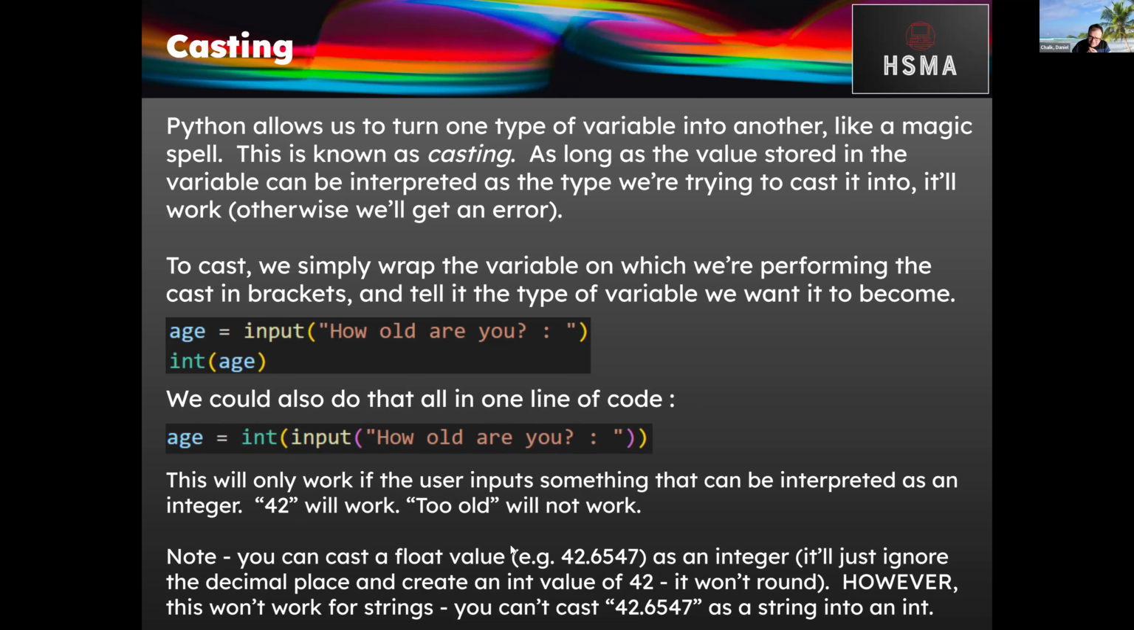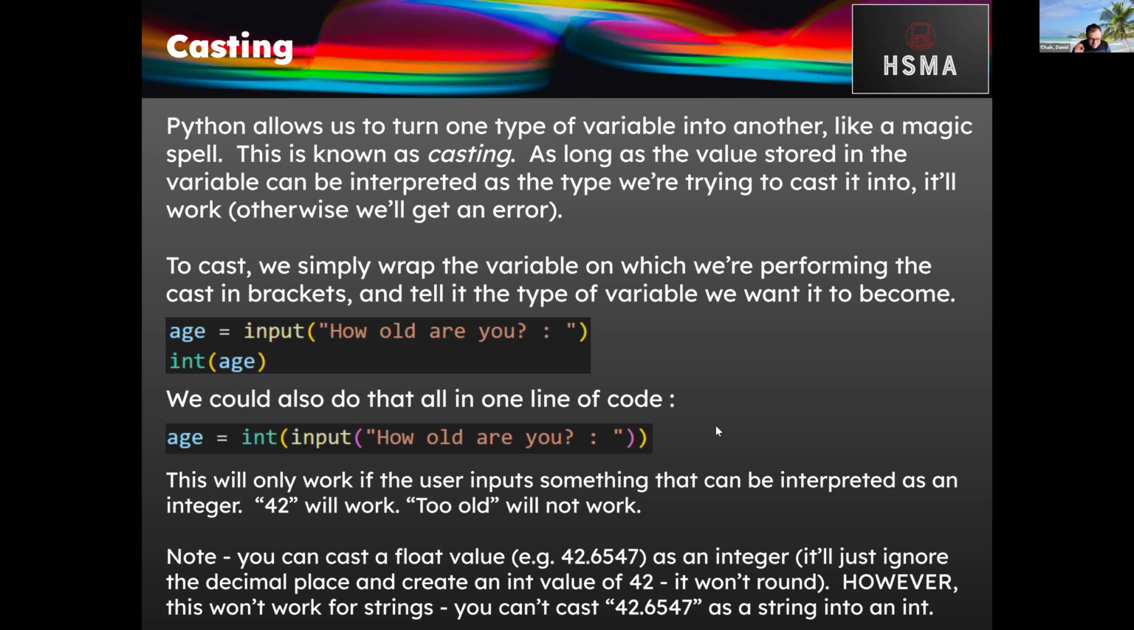Now, an important little note, there are some little wrinkles here. If the user were to input a floating point value, i.e. they were to be very precise about their age and say, well, I'm 42.6547, you can cast that as an integer, but it won't round. It'll just create an int value of 42, and it'll ignore all the decimal places. So be aware of that. Although probably if you've written this, you wouldn't expect somebody to put in a decimal place, but there may be other applications where you do.